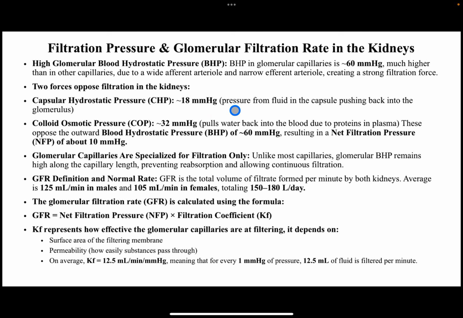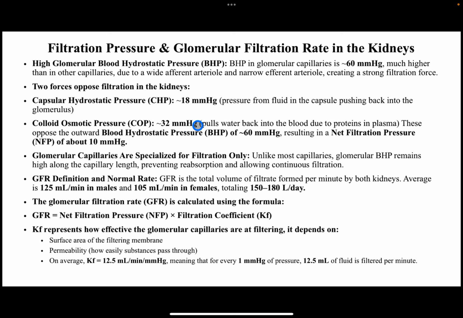Okay, good. This is the pressure from fluid in the capsule pushing the fluid back into the glomerulus. We call that the capsular hydrostatic pressure. Then we have the colloid osmotic pressure, or oncotic pressure, within the glomerulus, and that pressure is about 32 millimeters of mercury.